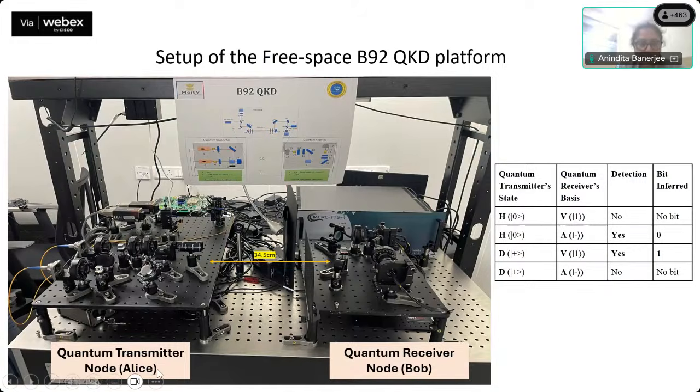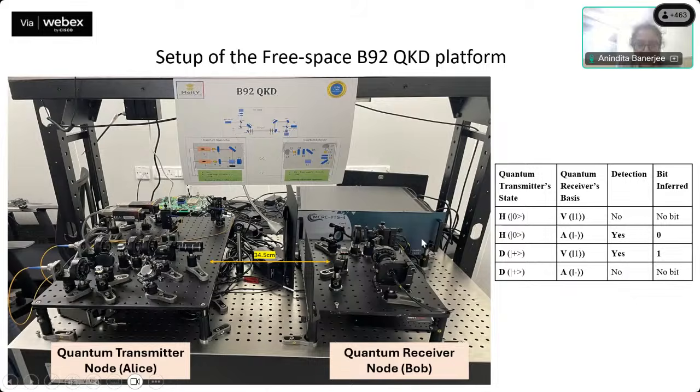Now we have done this experiment in our lab, and this is how it looks. It is a transmitter node and this is a receiver node, separated by a distance of 34.5 centimeters. And these are the states which I had discussed with you. This is the optical setup. There are two lasers to generate the |+> state and the |0> state, logic 0, logic 1, and their corresponding polarization states.